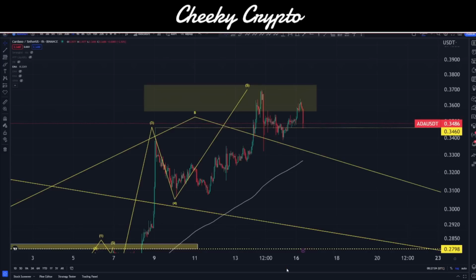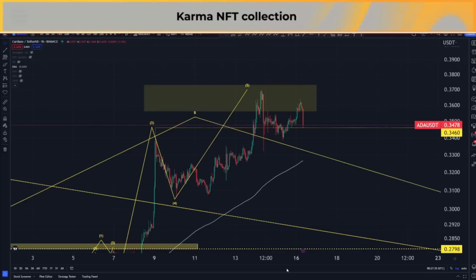Alright guys, let's get right down into this. Cardano paired up with USDT on the hourly chart, and Binance is the data source. There are actually two different possibilities of what's going on right now: a bearish one and a bullish one, unfortunately. It's going to be a little difficult to know exactly which one is going to play out, but I'm going to give you both scenarios and then I'll leave it to you guys to decide where you sit on that spectrum of bullishness or bearishness.